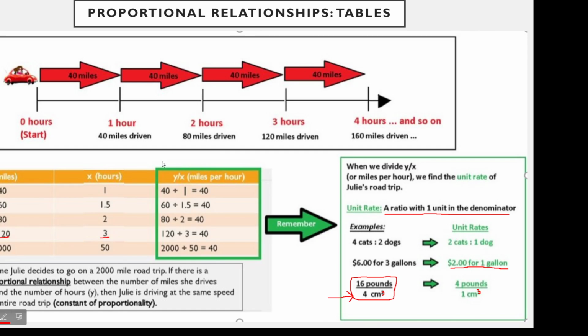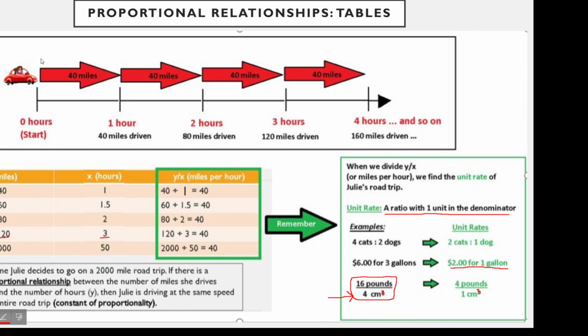So let's think about this table a little bit and what's actually going on. When Julie's driving here, we know after 1 hour, she drives 40 miles. Now, we know after 2 hours, she's going to drive another 40 miles, right? So after 2 hours, she's driven 80 miles total.